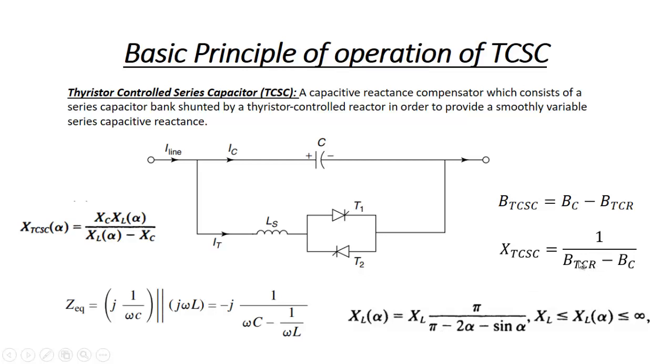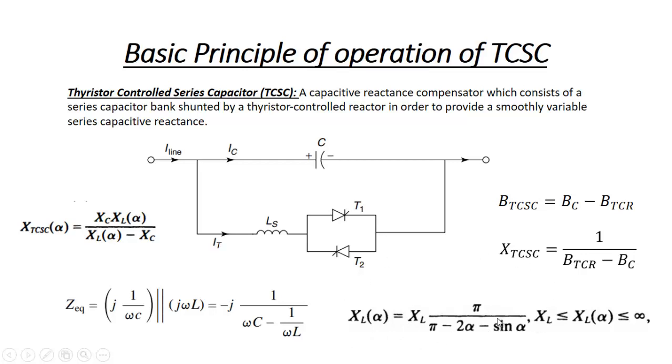It will have the same value as this, that is BL into (1 minus 2 alpha by pi minus sine of 2 alpha by pi). So when you convert it into XL alpha, it will be equal to XL into pi divided by (pi minus 2 alpha minus sine of 2 alpha).